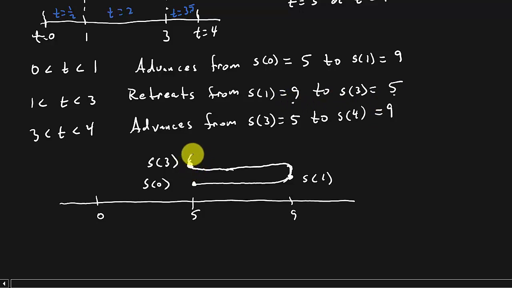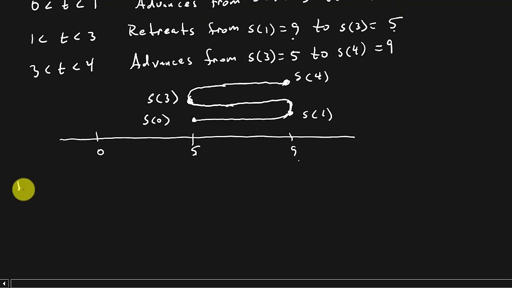And so then once it gets here from s of 3 to s of 4, this would be my s of 4. It's going from 5 to 9. See, from s of 3 to s of 4, it's going from 5 to 9. And so that's what this would look like. Okay?